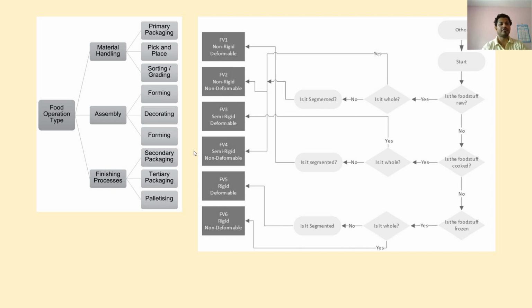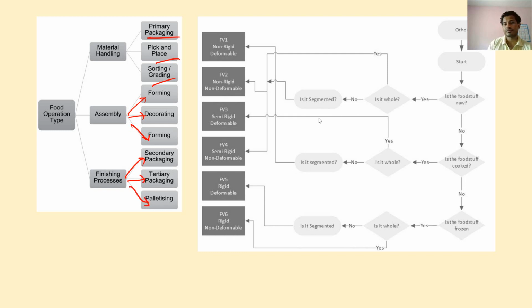Now food operation types: there is material handling, there is assembly, and there is a finishing process. Material handling deals with primary packaging, pick and place, sorting, grading. Assembly deals with forming, decorating. Secondary finishing process deals with secondary packaging, tertiary packaging, palletizing.